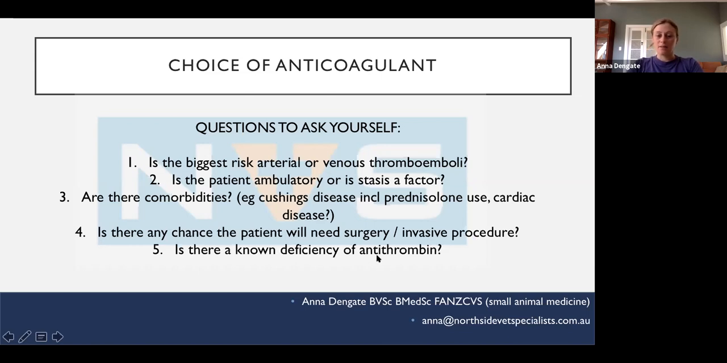And the other question is, is there a known deficiency of antithrombin? So are clots going to be forming really, really fast in this patient, and do we just need to hit them really, really hard to try and prevent clot formation with multiple anticoagulants?